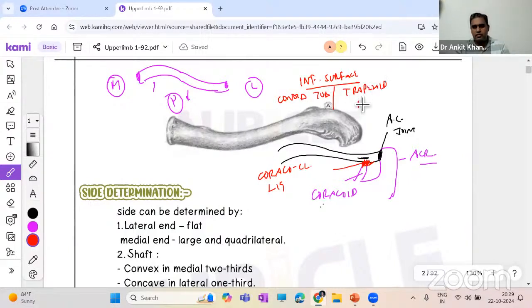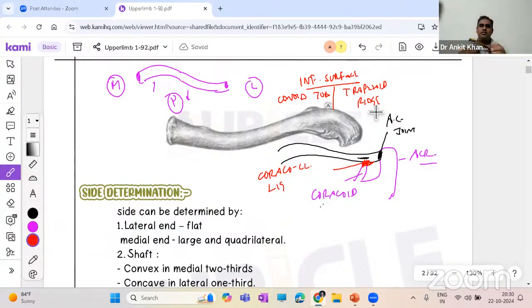Don't worry about the names. Once you see their images, you will understand: conoid means the ligament is cone shaped, and trapezoid resembles a trapezoid like we used to study in maths and physics. Simple as that. A tubercle is a small projection, right? And a ridge is a linear projection sort of thing. So this is how it is seen on the inferior surface of the lateral third of the shaft.